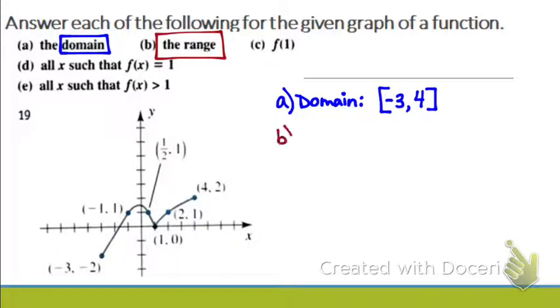Range for part B. Now I'm looking which way? Up and down. I start at the bottom. What is the lowest or the smallest y value on this function? -2. Up to a maximum of what? +2. This is the highest it ever goes here. All the rest of the function is below that point.